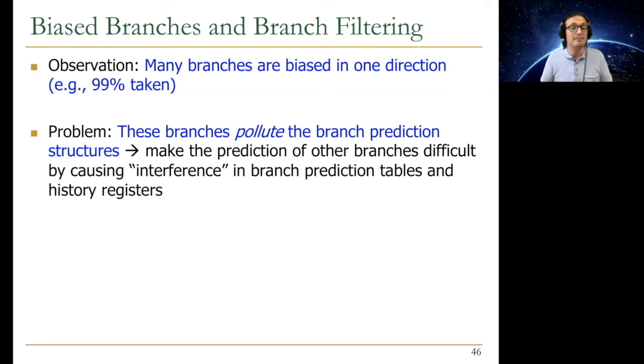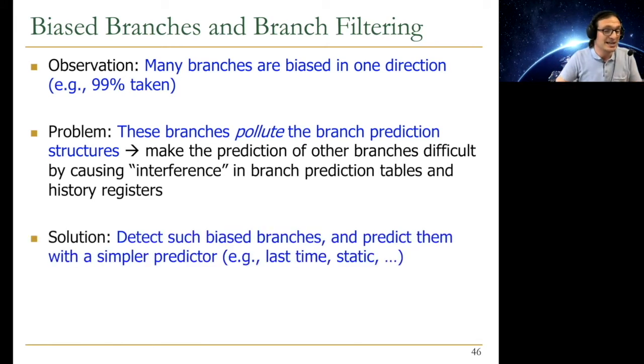This means that they make the prediction of other, more difficult to predict branches even more difficult by causing interference in the branch prediction tables and history registers. So these are really easy to predict. But if you use the same structures as other branches go through, they actually pollute the branch prediction structure. So they make the hard to predict branches potentially even harder to predict.